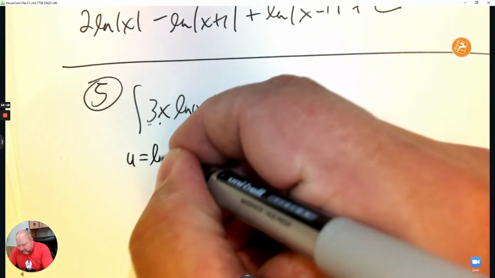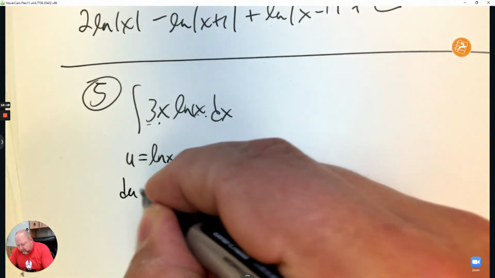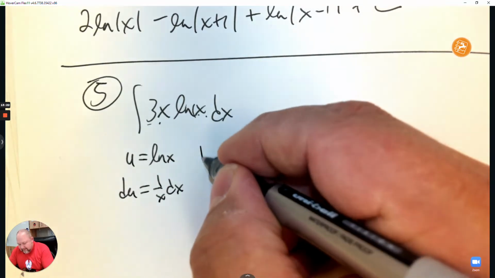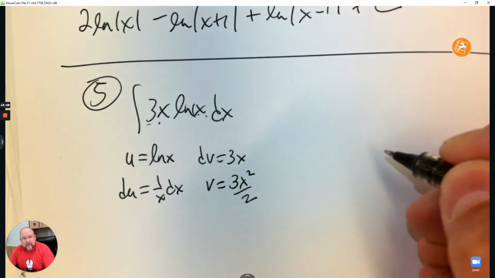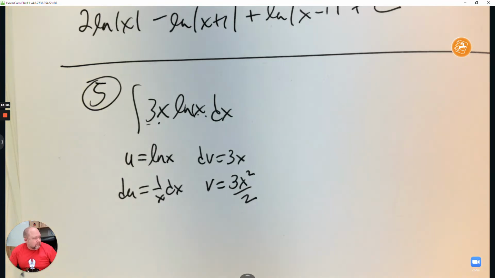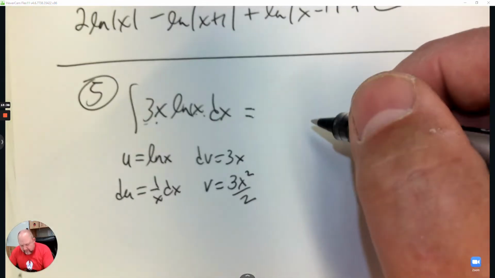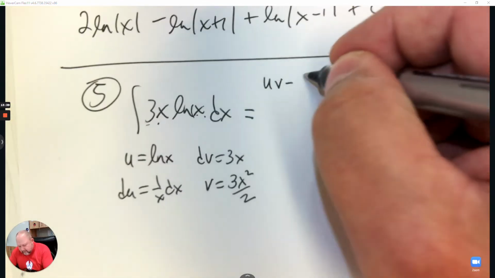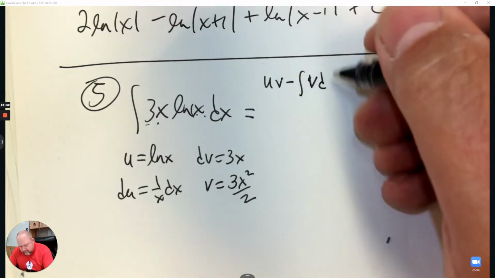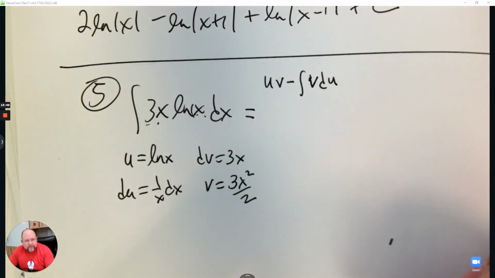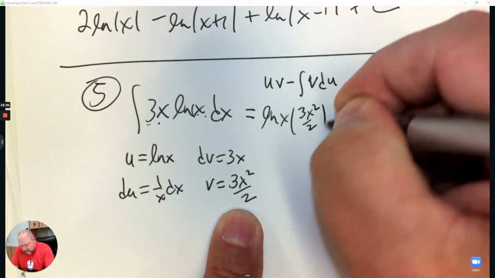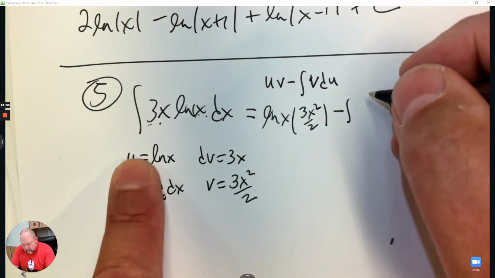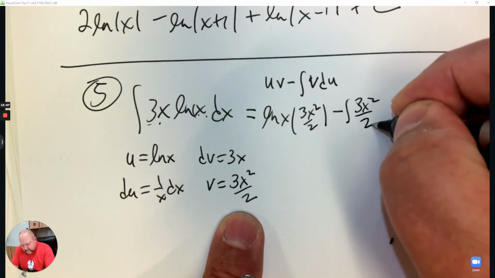u is going to be ln x because I can't integrate ln x. That means du is 1 over x dx. dv is going to be 3x. So when I integrate 3x, I get 3x squared divided by 2. Come back to here. What's the formula again? Let me write it down. u times v subtract v du. That's what we're doing. So ln x times 3x squared over 2 minus v du.